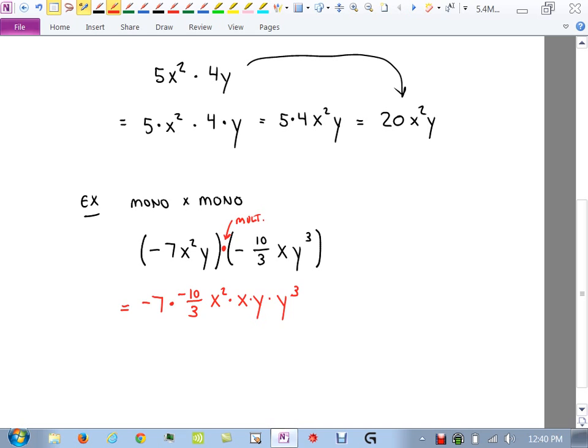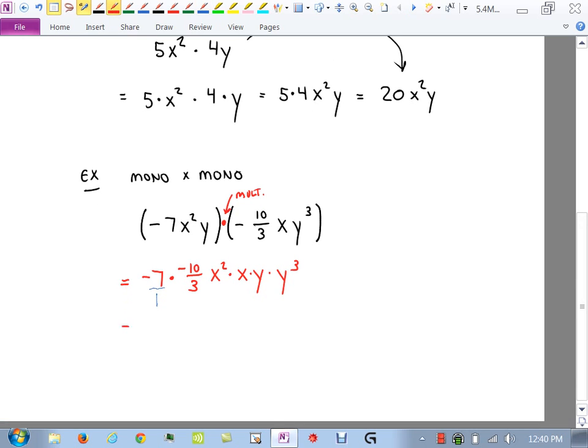What do we do for the number in front there? Negative times negative should be positive, right? And negative 7, I could look at that as a fraction. That's really negative 7 over 1. How do we multiply fractions? Straight across, top and bottom, right? So we should get what over what there? 70 over 3.